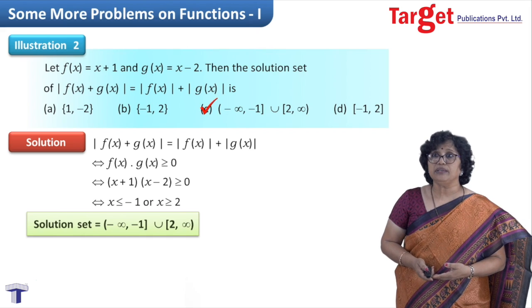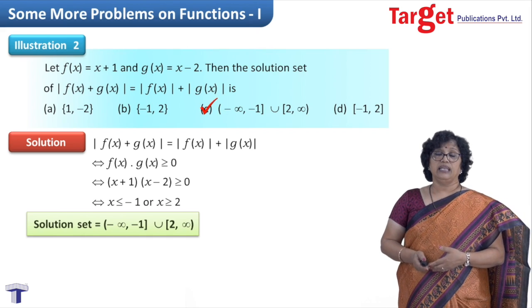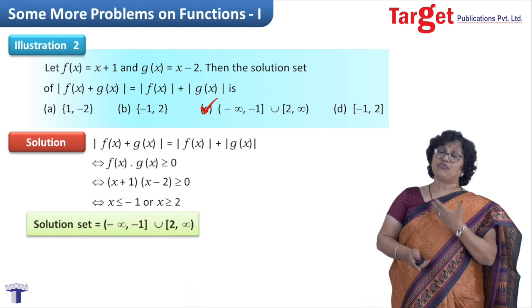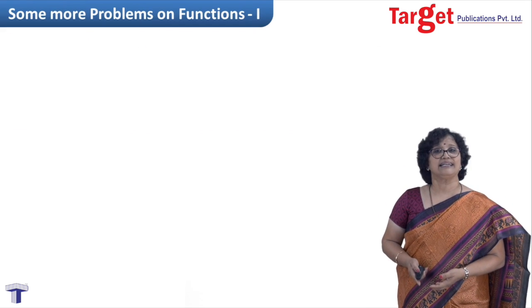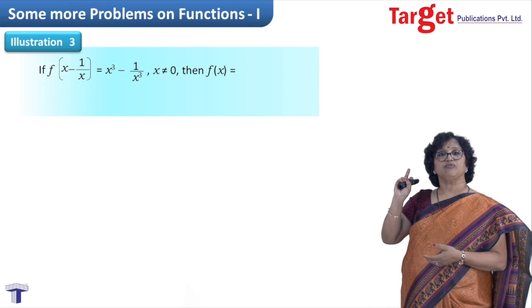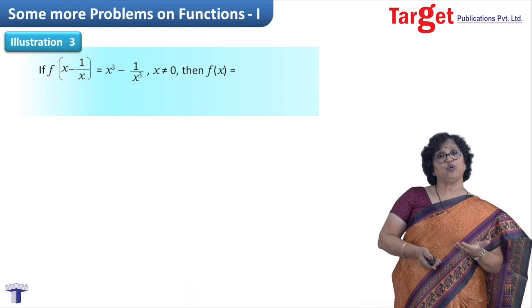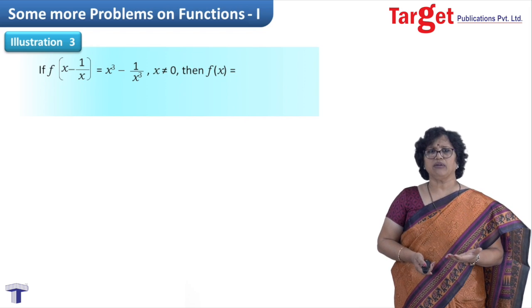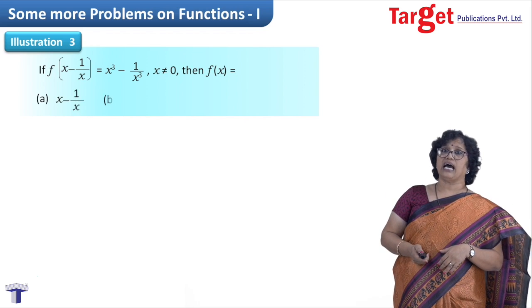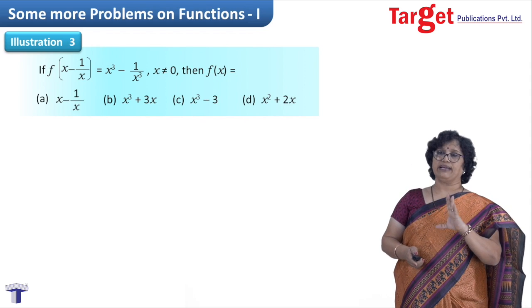Now look for the right option. It is nothing but C. Now this question is again different from the previous one, and the next one which would follow will again be different. Let us start. f of x minus 1 upon x is given to be x cube minus 1 upon x cube, x not equal to 0. That was understood. We have to find f(x), and I am given 4 options for f(x).